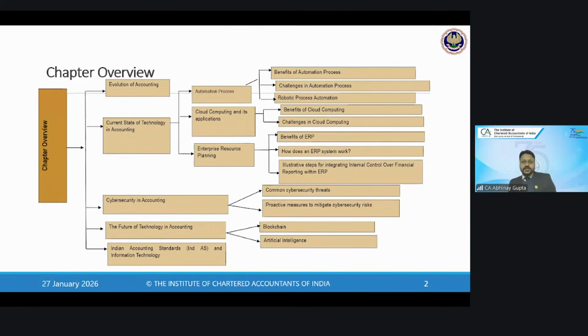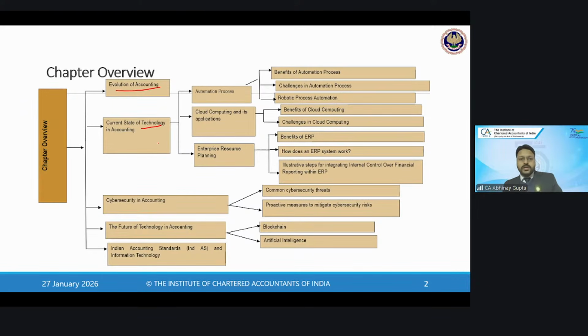So, just to give you a brief about this chapter, which has recently been introduced in the curriculum of the CA final subject. What are we going to discuss within this chapter, right? So, how accounting has evolved, right? Some sort of background: how accounting started, when it started, who started it, and how it has progressed and where we are today, right? So that we will discuss briefly, just a historical background of accounting. Thereafter, we will see where we are today in terms of using technology in our accounting work, right?